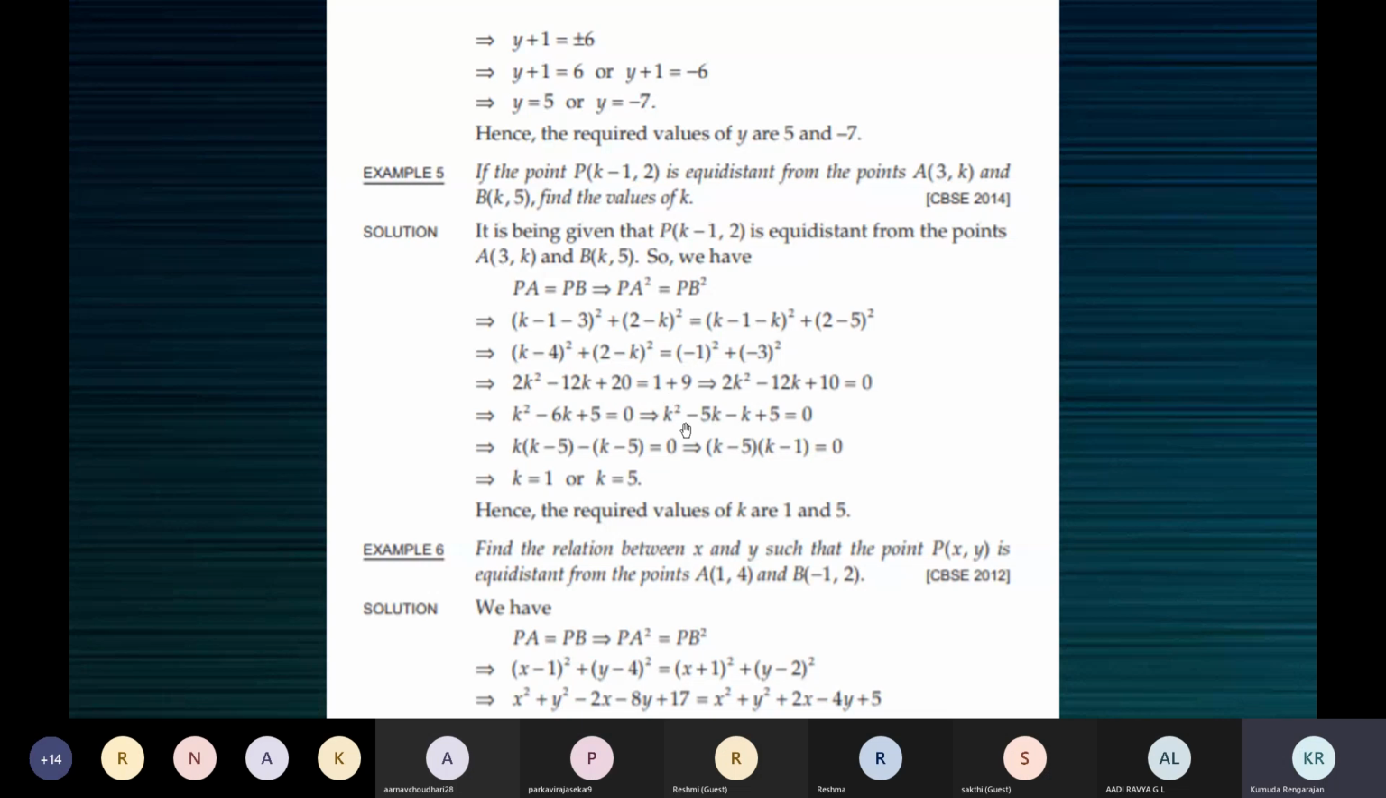Are we able to solve this, children? All of you? Are you able to solve this and get these values? Yes, ma'am. K1 or K5? Yes, ma'am. Okay.